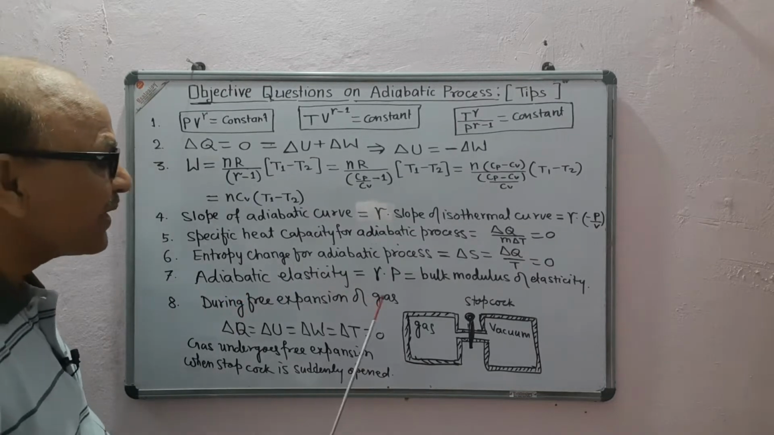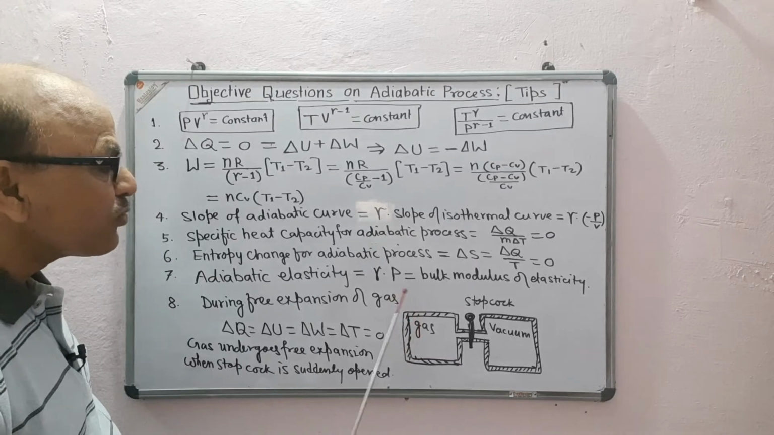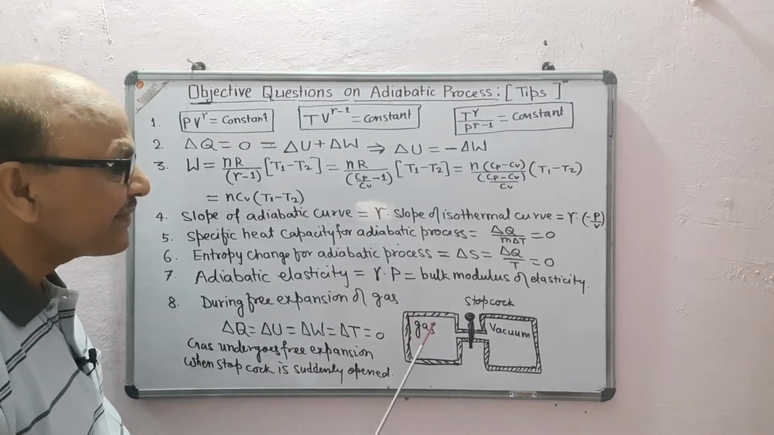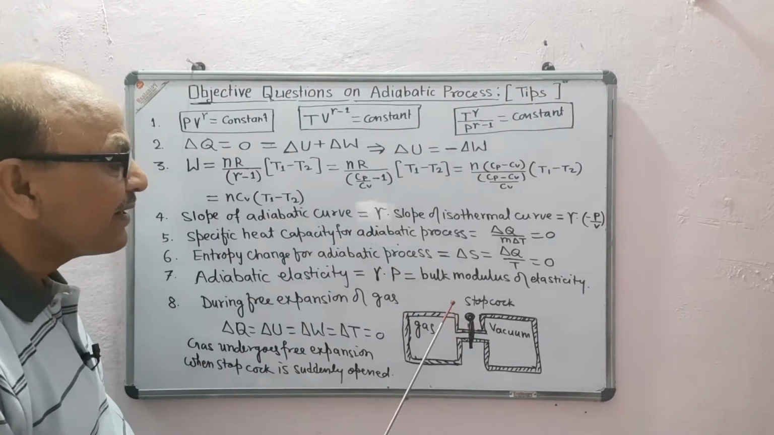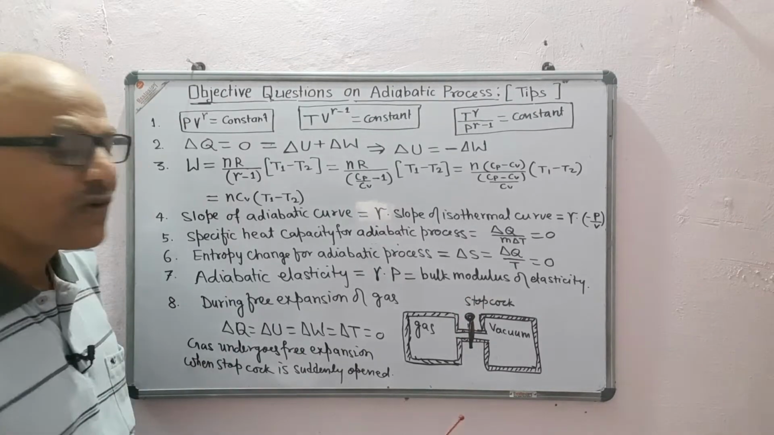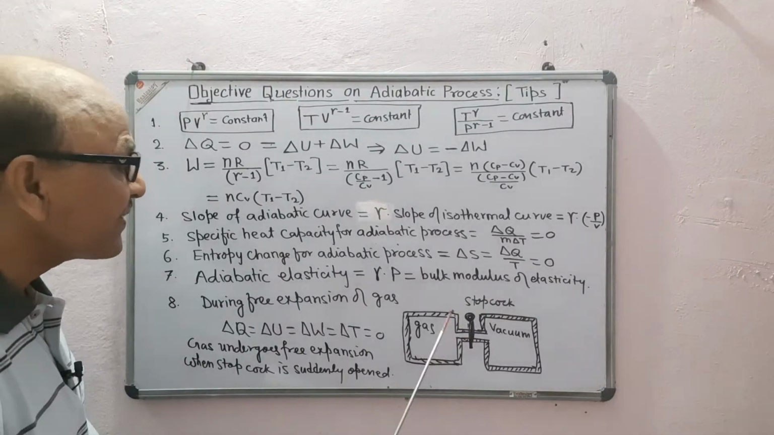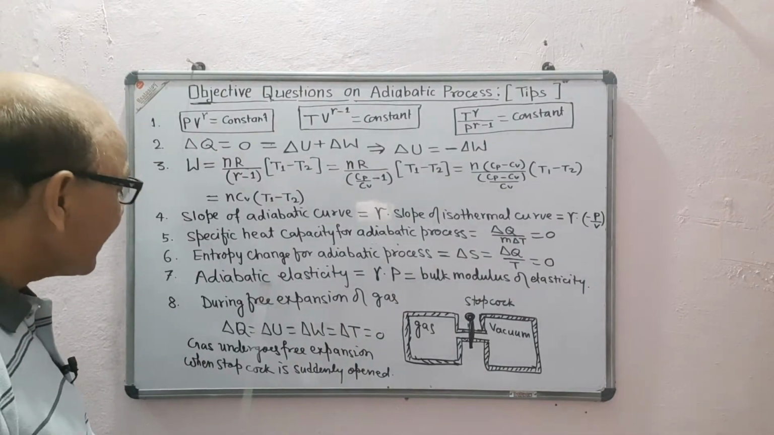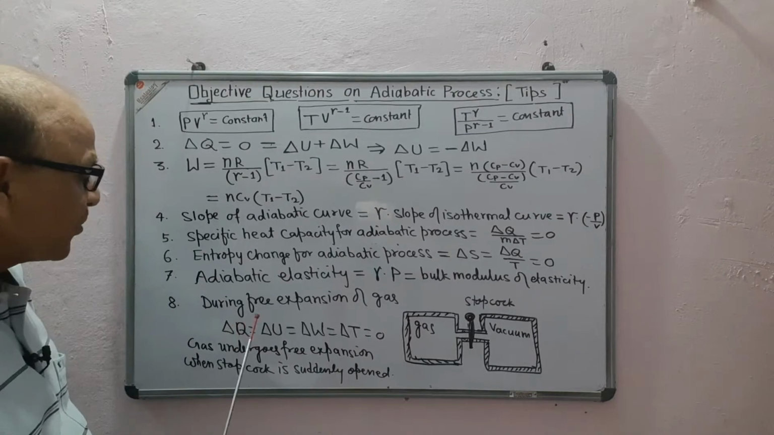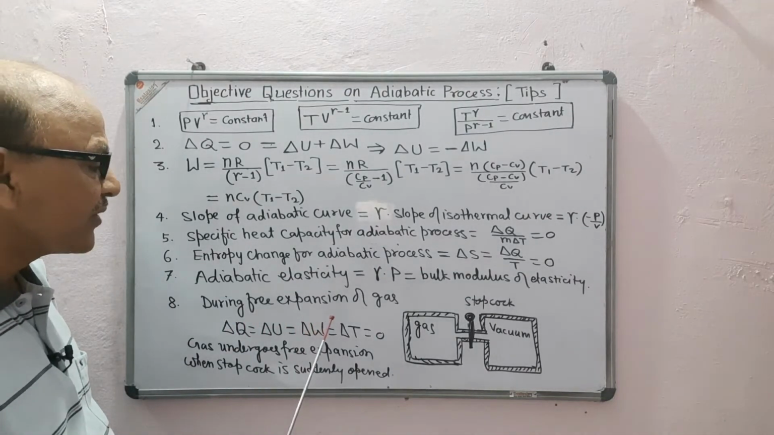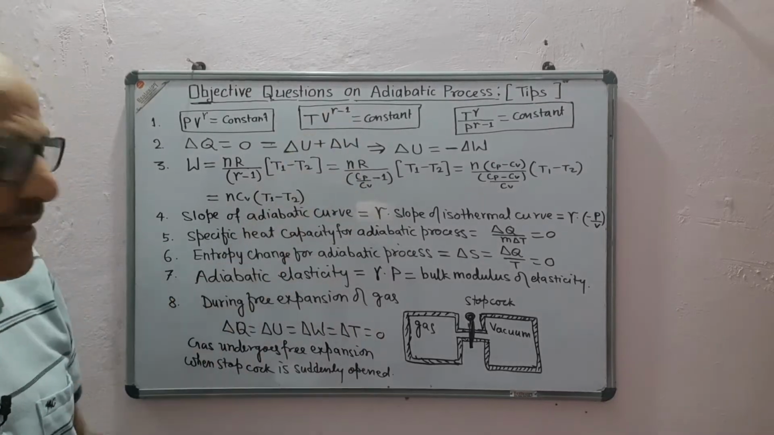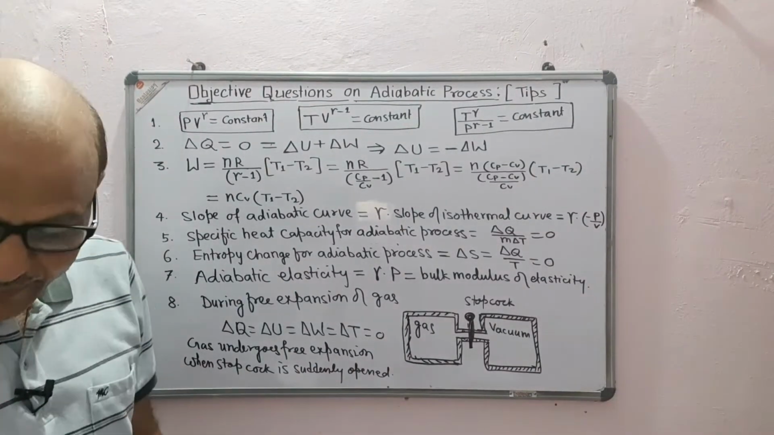During free expansion of gas, free expansion means when there are two compartments of equal volume, one contains ideal gas and the other has vacuum. Both are separated with the help of a stop cock. When the stop cock is suddenly opened, then the gas undergoes free expansion, and in that case delta Q is equal to delta U is equal to delta W is equal to delta T is equal to 0. Now remember these ones to solve the objective questions.